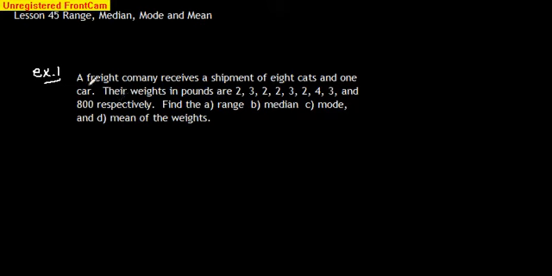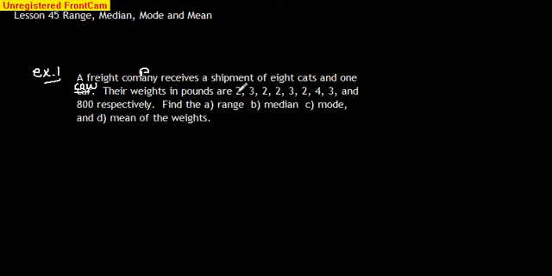Okay, the problem is a freight company, I forgot the P there, company, receives a shipment of 8 cats and, that is some real bad typos here. A freight company receives a shipment of 8 cats and one cow. This is going to be a comedy show on its own here. That's really weird. 8 cats. I don't even think it's cats. Yeah. 8 cats and 1 cow.